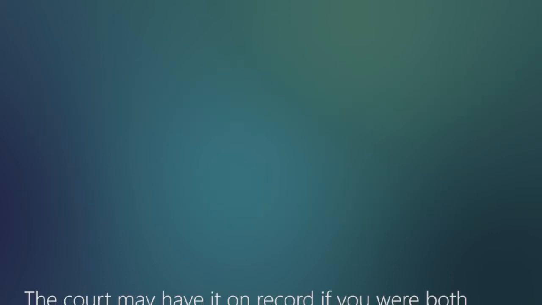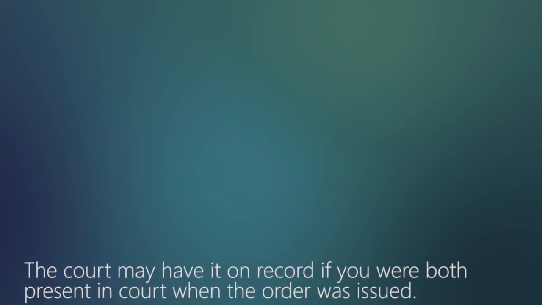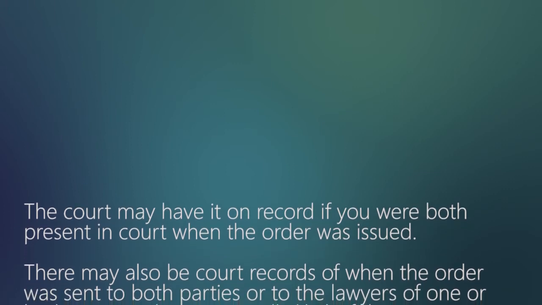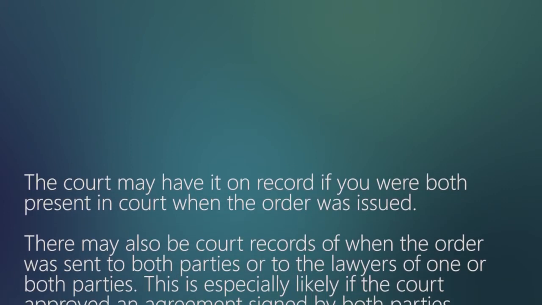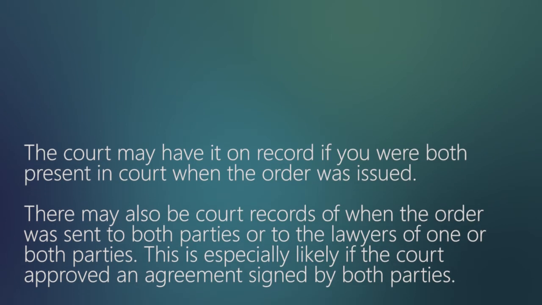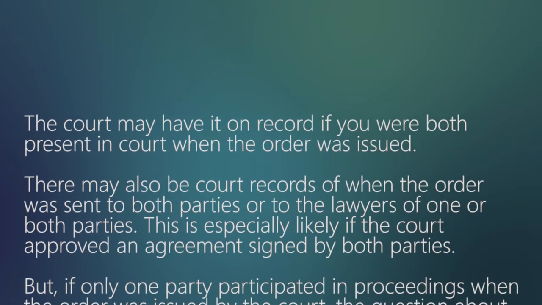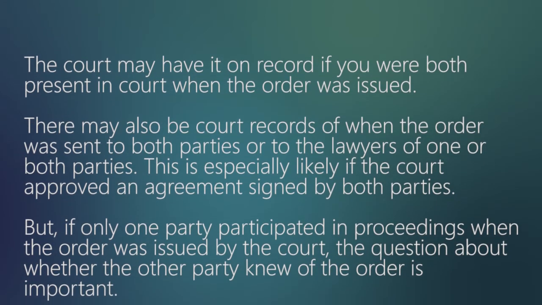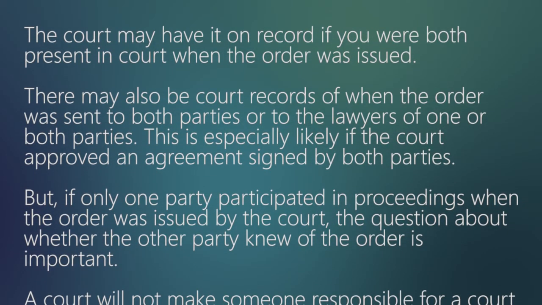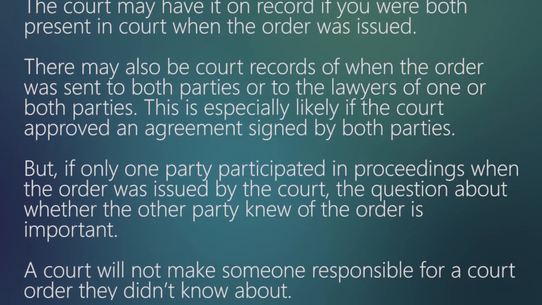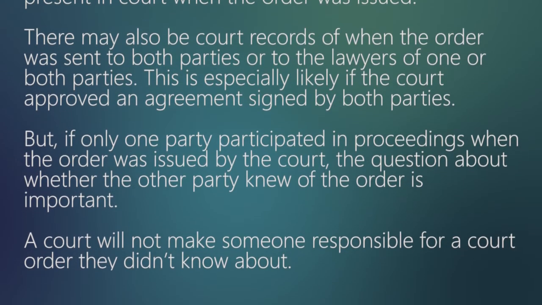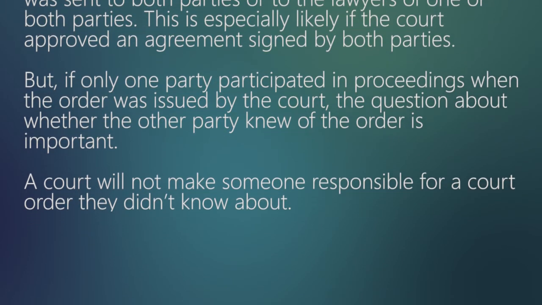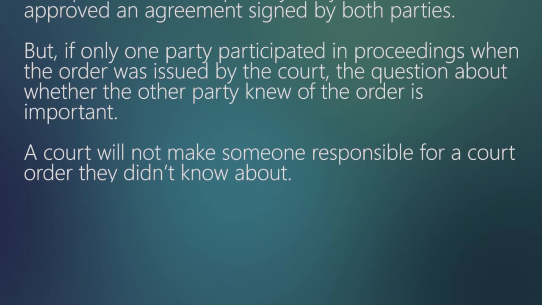The court may have it on record if you were both present in the court when the order was issued. There may also be court records of when the order was sent to both parties or to the lawyers of one or both parties. This is especially likely if the court approved an arrangement signed by both parties. But if only one party participated in the proceedings when the order was issued by the court, the question about whether the other party knew of the order is important. A court will not make someone responsible for a court order they did not know about.